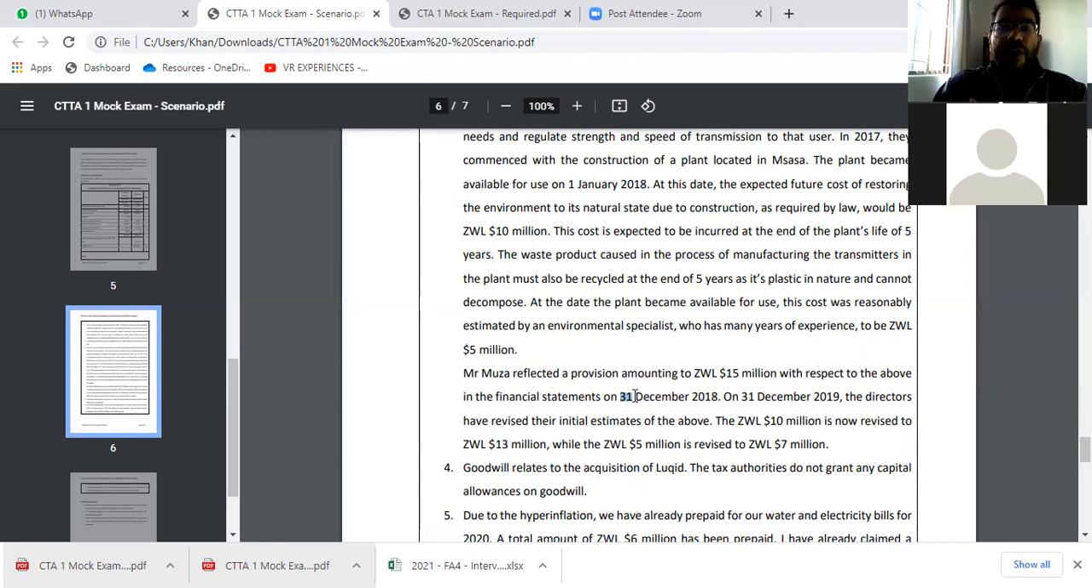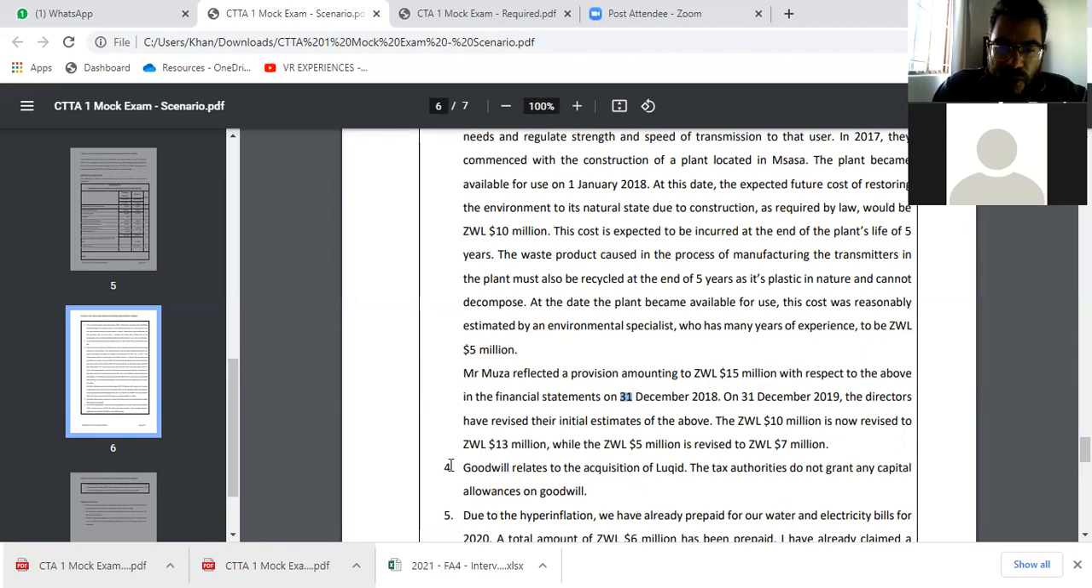The difference between the two, whatever the difference is between the present value of the original and the present value of the updated as at 31 December 2019, whatever the difference is between those two present values, you must adjust the provision and you must adjust PPE. Okay, so just take note of that. So we will deal with that just now.